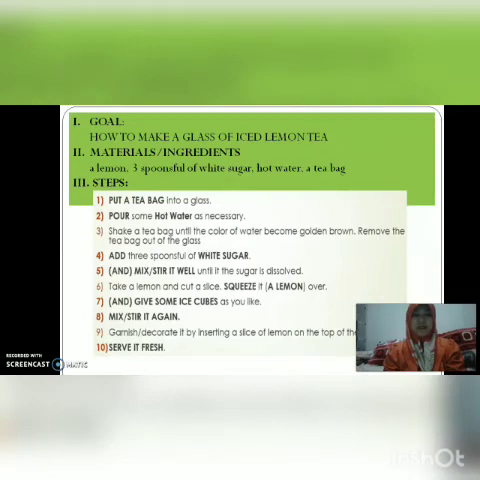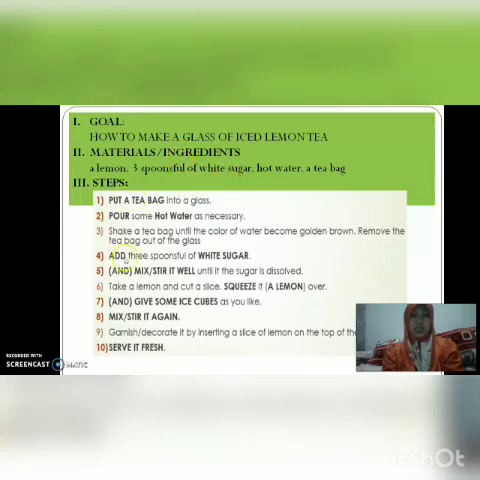Okay, the first example is the goal. The goal is like a title. The goal or the aim is how to make a glass of iced lemon tea. And the materials or ingredients that we use are a lemon, 3 spoonfuls of white sugar, hot water, and a tea bag. There are 4 ingredients that we use in this procedural text about how to make a glass of iced lemon tea.